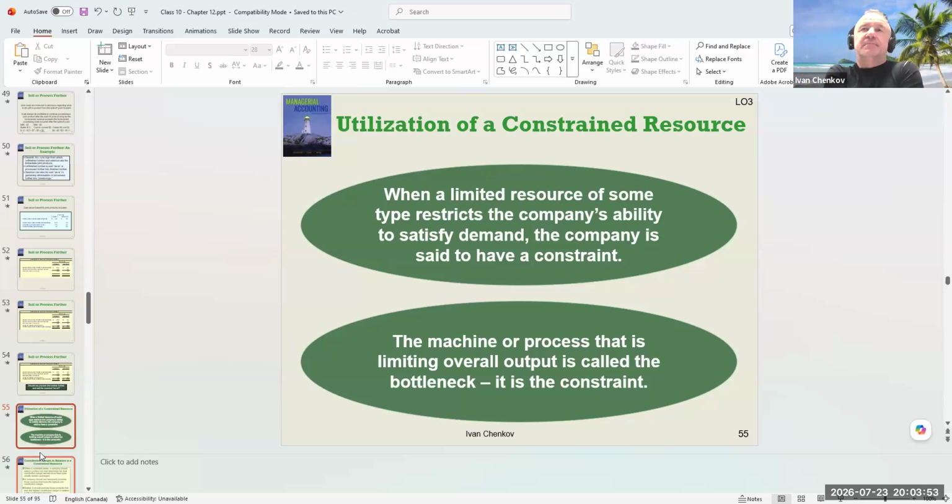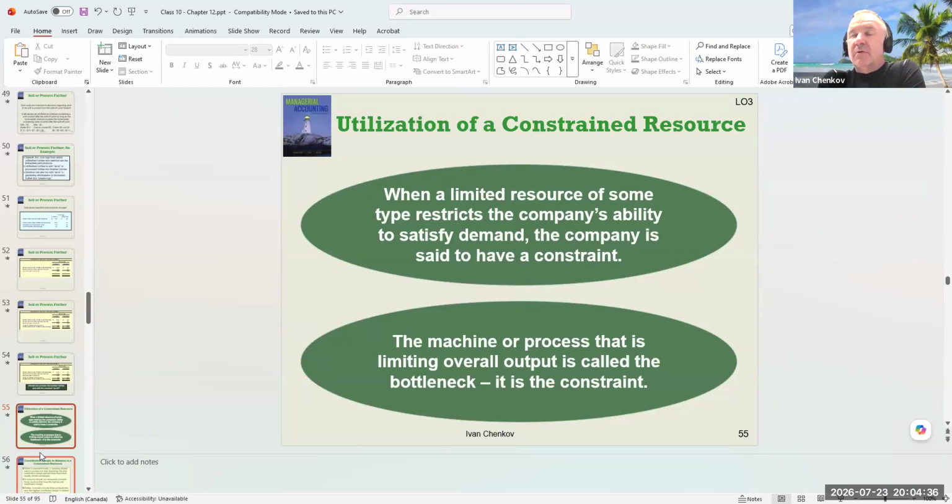Which brings us to the next one, contribution margin. How do we decide which product is more profitable when we're dealing with constrained resources or limited resources? Now, we already figured out that in life, the only limited resource that we have is time. But now we're in business, so time is not going to be the only limited resource here. So when a limited resource restriction happens in the company, we're saying that the company has a constraint.